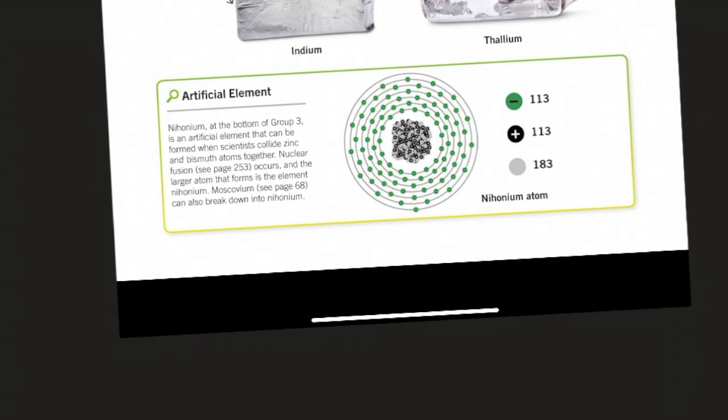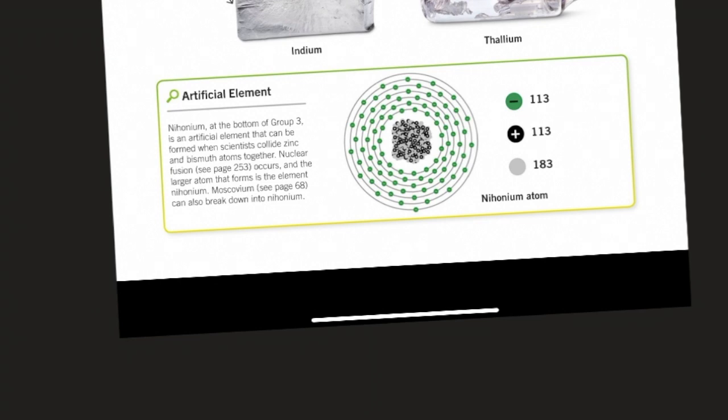Described by the book, it says, Nihonium at the bottom of group 3 is an artificial element that can be formed when scientists collide zinc and bismuth atoms together. So those are the atoms that are used to create this element. Bismuth and zinc are two elements that we will eventually talk about.